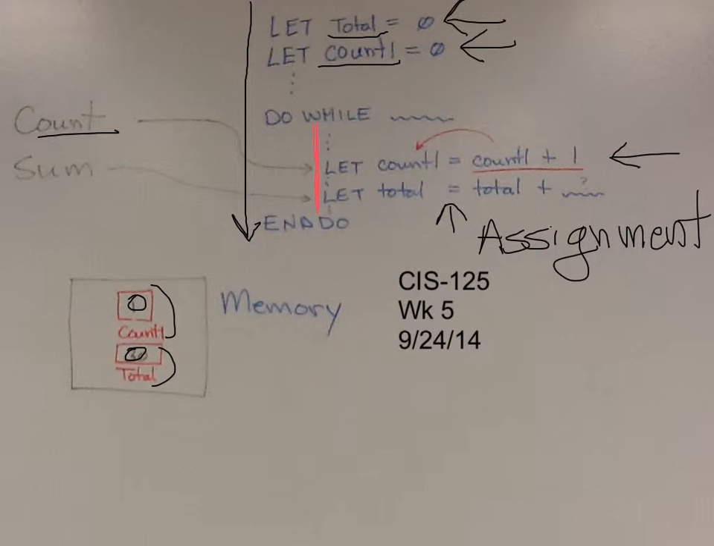So calculate what's on the right and assign it to a location on the left. So this location has to be variable names, and I have those up here, and down here. I suppose this should be maybe a capital T there for total.